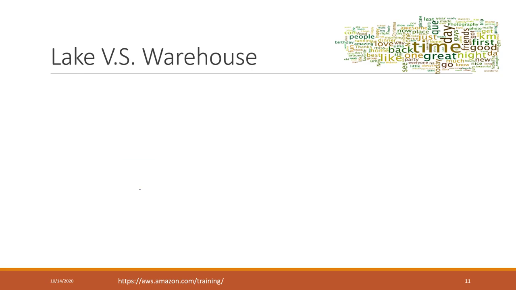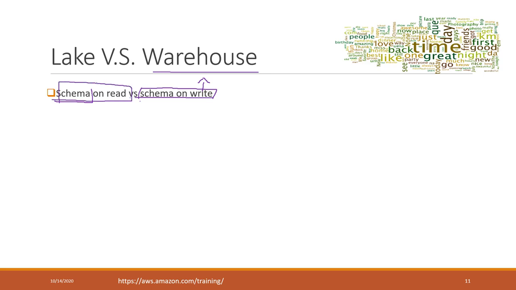So the difference between data lake and data warehouse. Data warehouse can only store structured data. So that means you have to define the structure or your schema when you write data into the data warehouse. However, for data lake, you don't need to define the schema when you write data. You just need to define the schema when you read the data. So that is called schema on read.